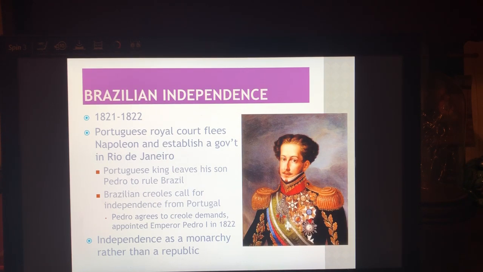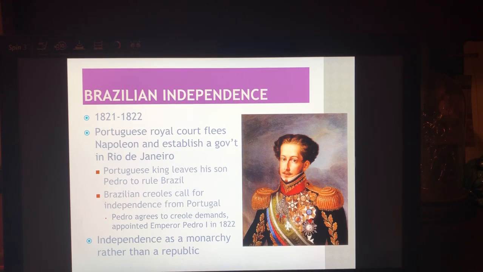Brazilian independence, however, is a little bit different. It's bloodless. And a lot of it stems from when Napoleon Bonaparte had taken over the Iberian Peninsula. The monarch, King João, said, peace out, we're done. I'm not going to stay in Portugal and fight Napoleon. And he moves the monarchy to Rio de Janeiro.